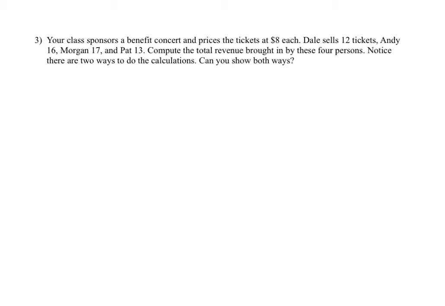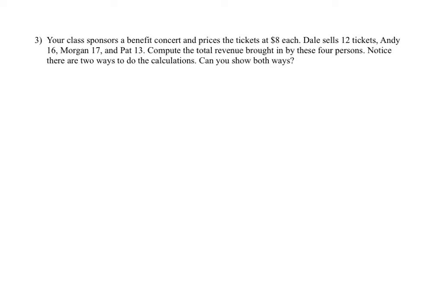All right, number 3 says your class sponsors a benefit concert and prices the tickets at $8 each. Dale sells 12 tickets, Andy 16, Morgan 17, and Pat 13. Compute the total revenue, that means like the total profit, brought in by these 4 people. Notice that there are 2 ways to do the calculations. Can you show both ways?